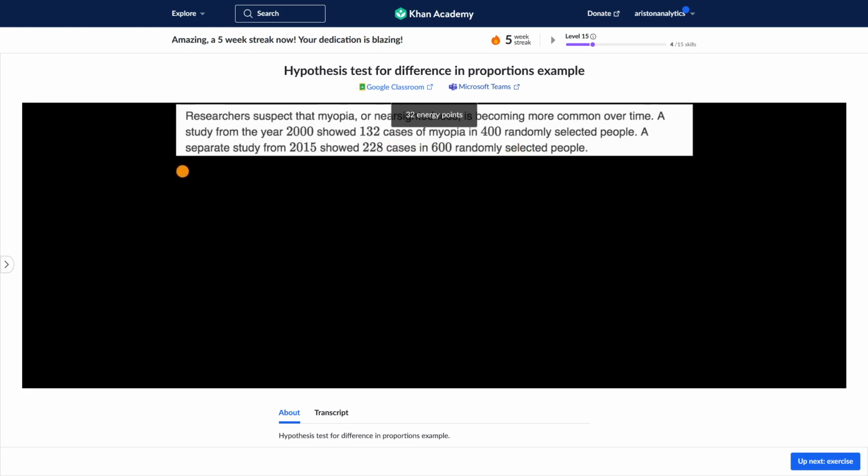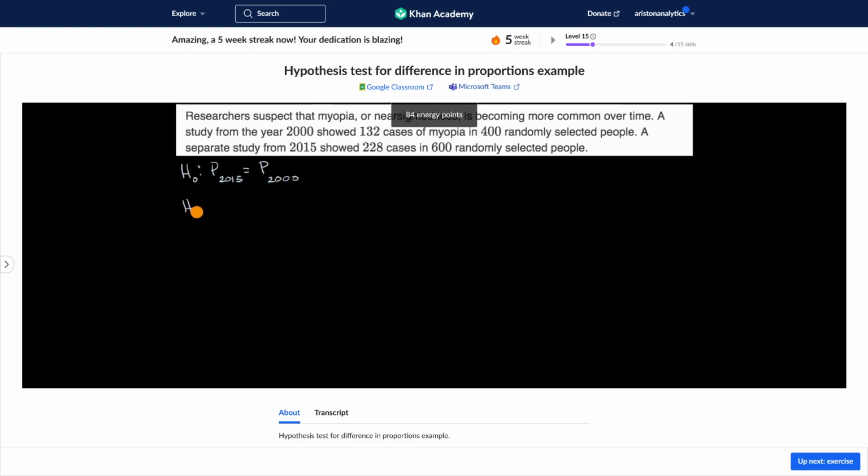So let's just start off by setting our null and alternative hypotheses. Remember, our null hypothesis would be that there's no news here. So that would be that, contrary to their suspicions, myopia is not becoming more common over time. The way that we're measuring more common over time is we could look at the proportion of folks who have myopia in 2015 and compare that to the proportion in 2000. So our null hypothesis is that there's no difference: the true proportion of folks who have myopia in 2015 is equal to the proportion of folks who have myopia in 2000.